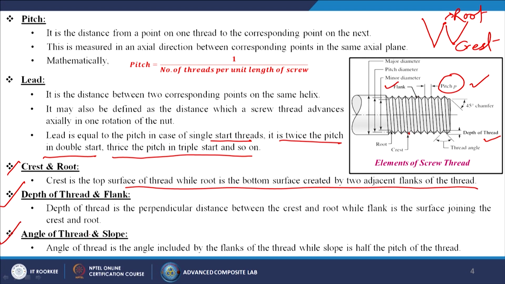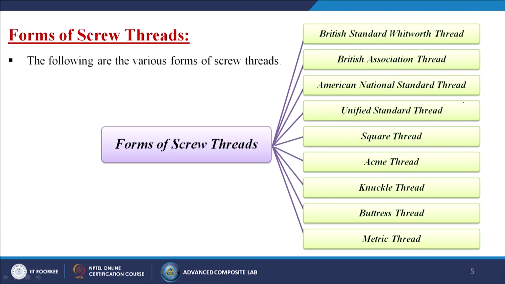Next, come to the angle of thread and slope. Angle of thread is the angle included by the flanks of the thread, while slope is half of the pitch of the thread. So, now you can see that here we are giving a certain thread angle, and we are giving a certain chamfer, like a 45° chamfer. So, these are all extra things.